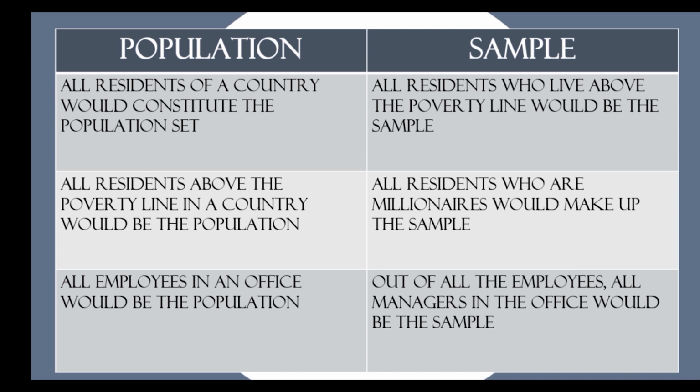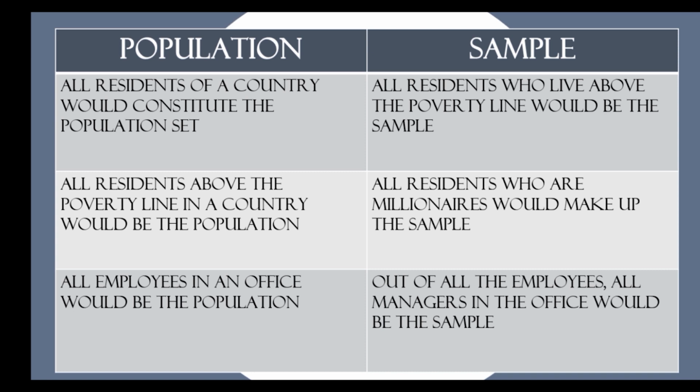In the population, all residents above the poverty line in a country would be the population, while in the sample, all residents who are millionaires would make up the sample. In a population, all employees in an office would be the population, while in the sample, out of all the employees, all managers in the office would be the sample.